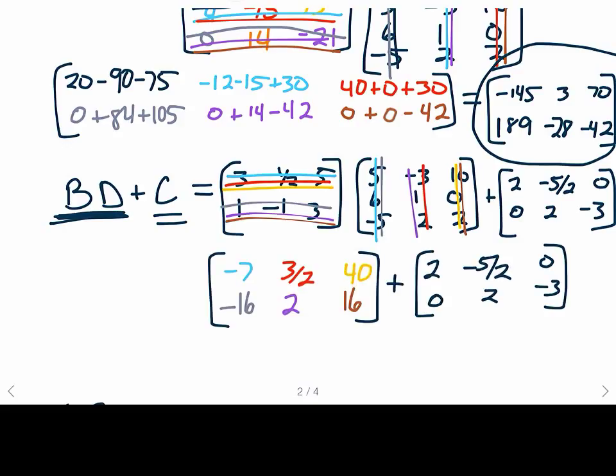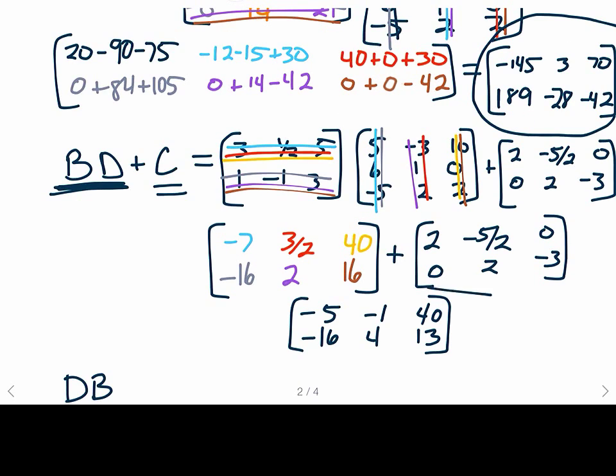So the product matrix BD becomes -7, 3/2, 40, -16, 2, 16. And we're going to add to that C: 2, -5/2, 0, 0, 2, -3. Go ahead and do that and then come back. Did you end up with -5, -1, 40, -16, 4, 13? Well, don't answer, I can't hear you. But if you did, there you go.